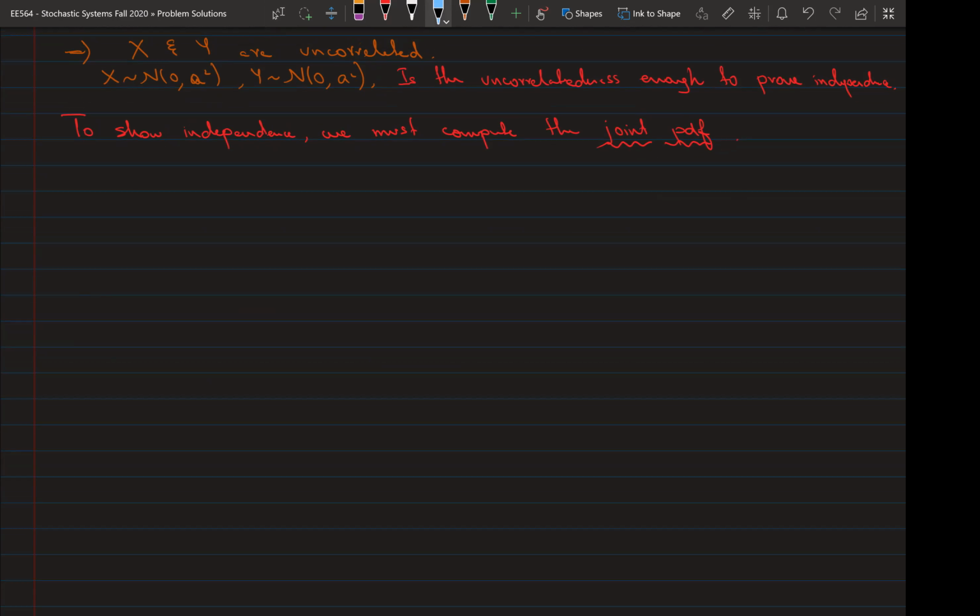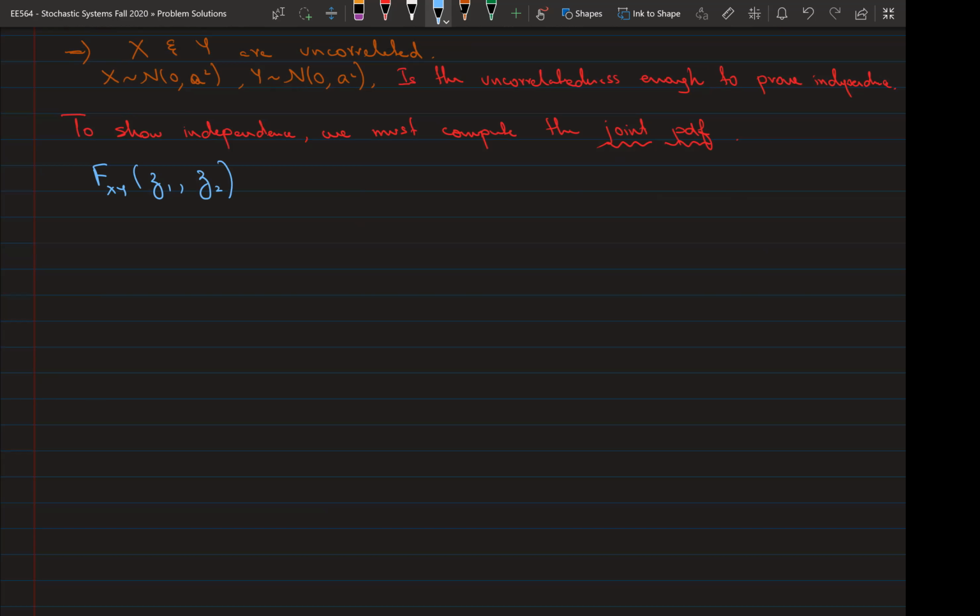And the way I'm going to go about this, as I said earlier, is through the fundamentals. So I am going to compute the joint CDF of x and y, and then I'm going to differentiate that with respect to x and with respect to y, and whatever I get is the joint PDF. Okay, so let's compute the joint CDF evaluated at Z1 and Z2.